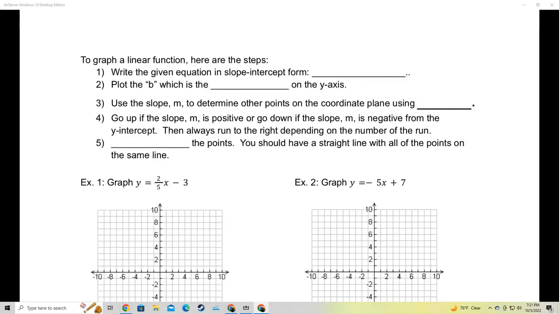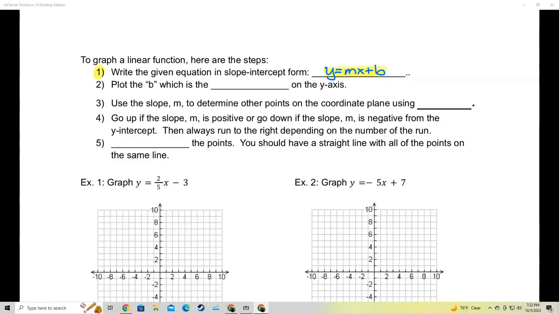It says to graph a linear function, here are the steps. Step number 1, we want to write the given equation in slope-intercept form. Slope-intercept form is y equal to mx plus b. So if it's not written in y equals mx plus b, get it to look like y equals mx plus b. Today, all the equations are going to be done in y equals mx plus b, so you're not going to have to worry about it, okay?